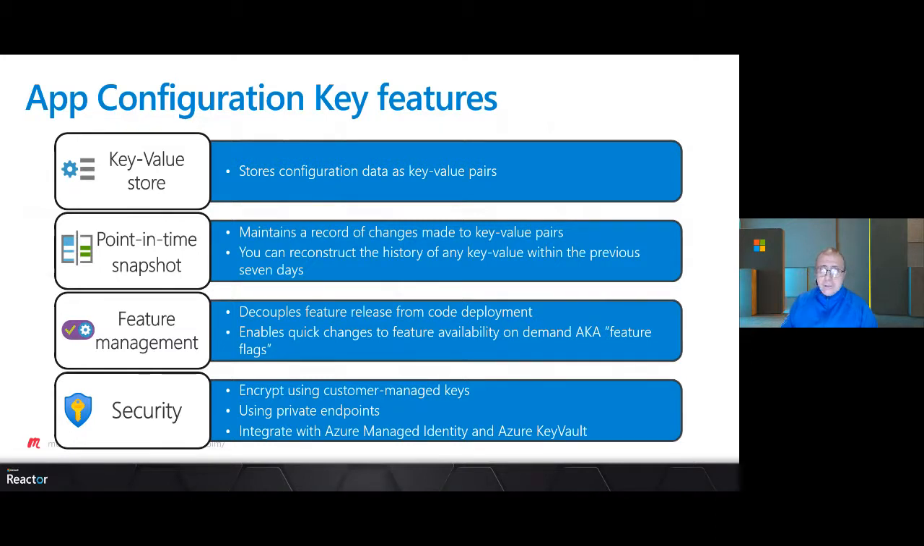The fourth key is security. App Configuration is a data service, so it's a service in Azure that contains data. As with all services that contain data, the service encrypts the data at rest, so you can have your data encrypted. You can use a private endpoint to use your App Configuration in a virtual network, and you can also use managed identity to integrate App Configuration with KeyVault.